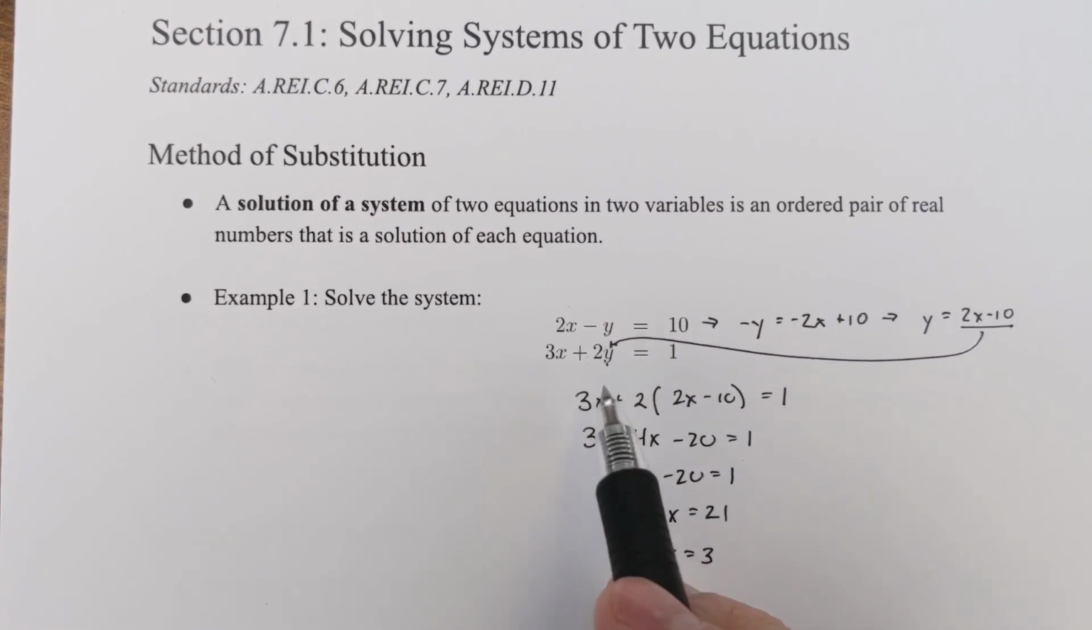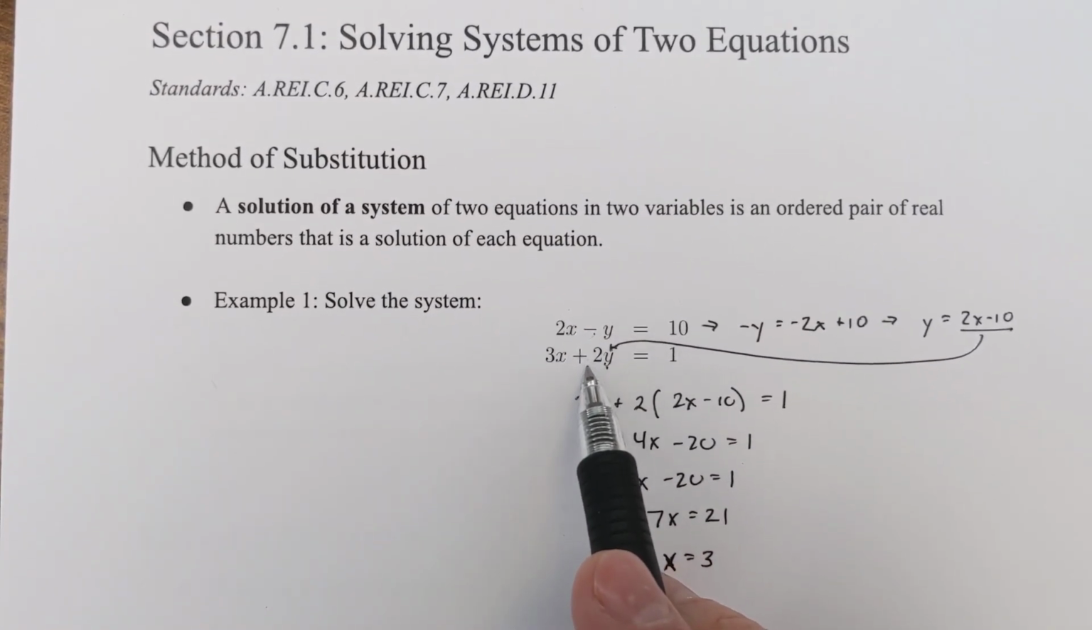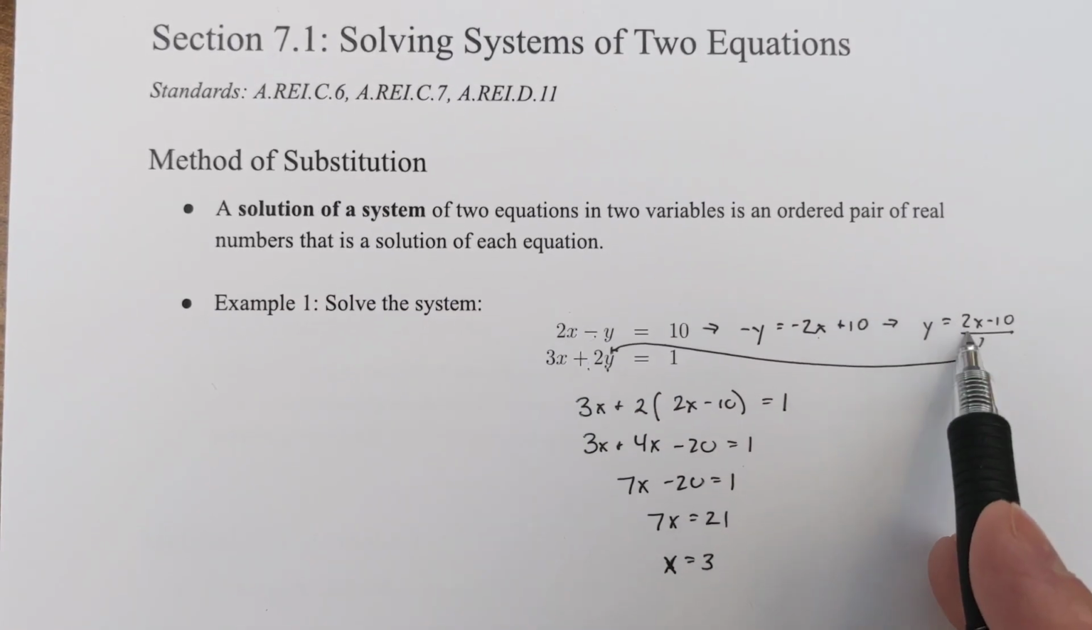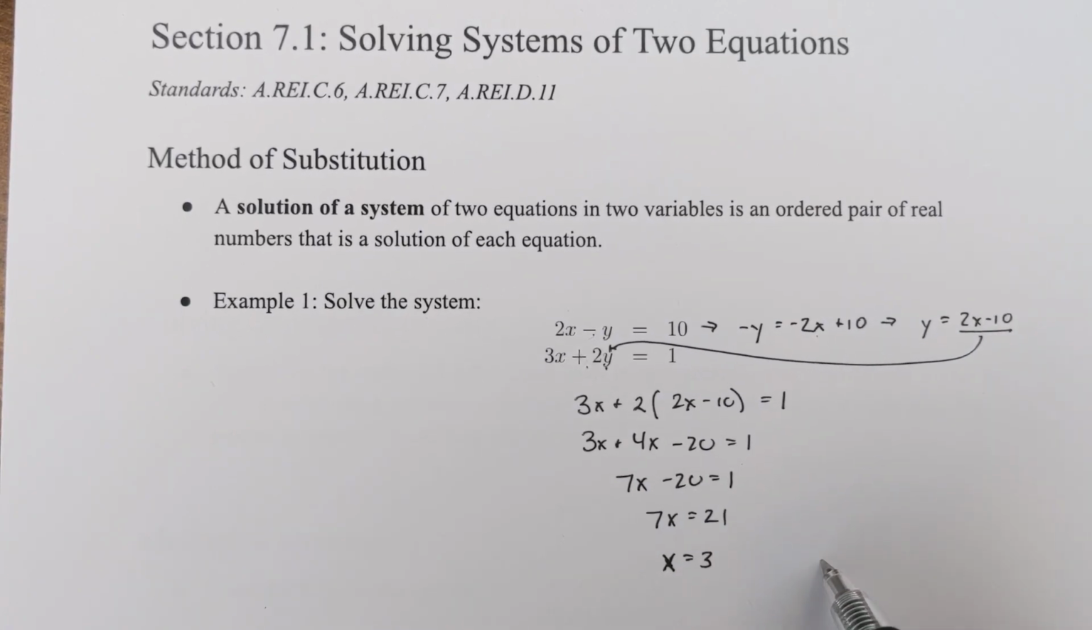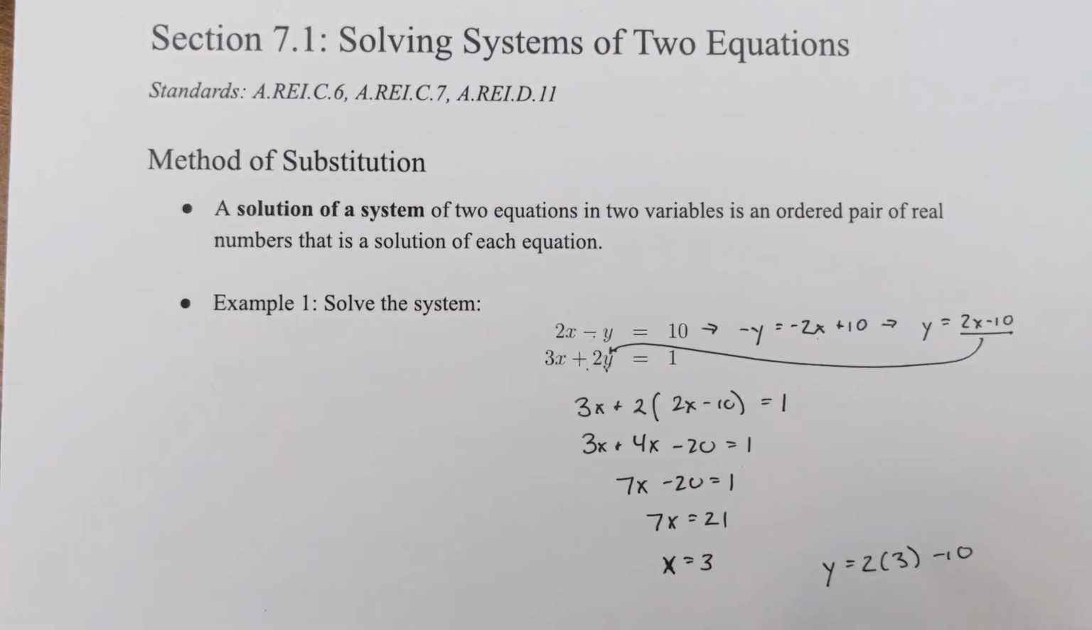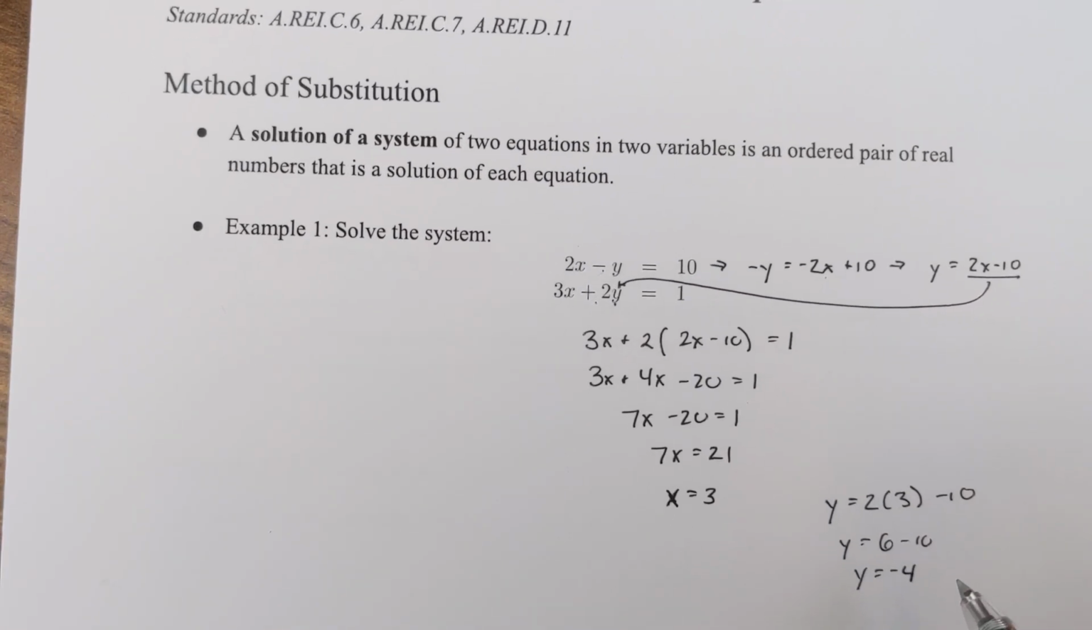So now I know what x is, which I can now use to find y. Now I can plug it into any of these equations. Any equation works. I'm actually going to use this one because this one's already solved for y. So y equals 2 times 3 minus 10. So y equals 6 minus 10. So y equals -4. So the solution is 3 comma -4.